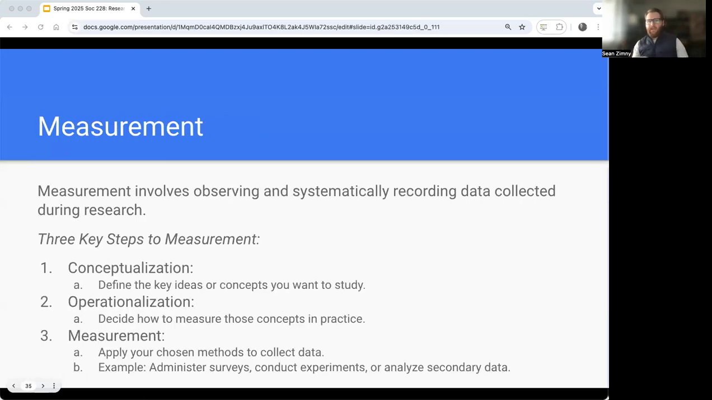And then we get to actual measurement. Measurement is the process of observing and recording the observations that are collected as part of your research effort. These are the key steps to measurement. We covered the first two, right? Conceptualization: you're defining the key areas or concepts that you want to study, like what we mean by social inequality or job satisfaction, whatever that might be. Operationalization is deciding how we're going to measure those concepts in our research, in practice. And then measurement is actually applying your methods to collect the data.